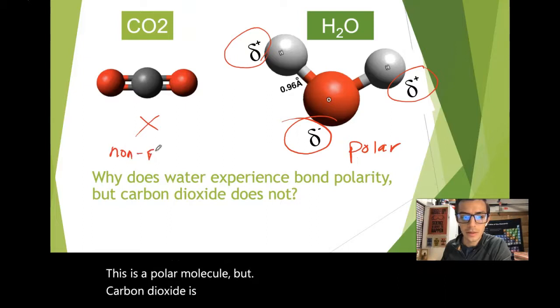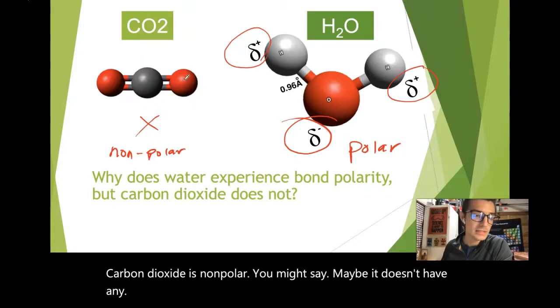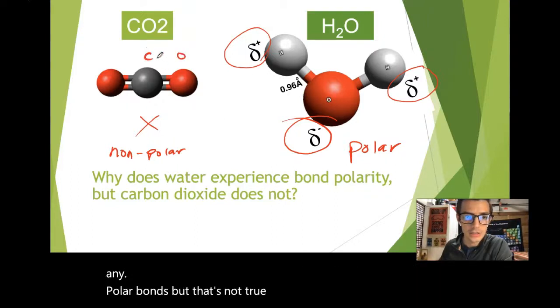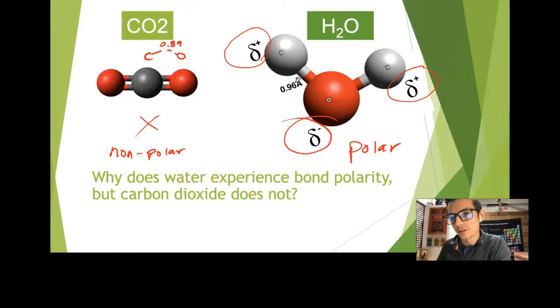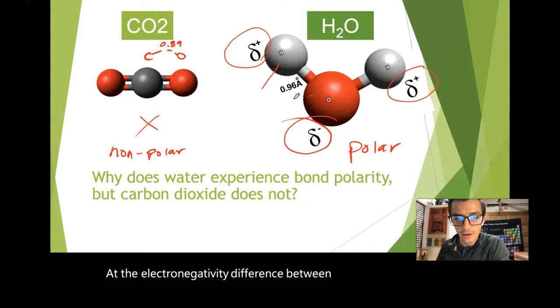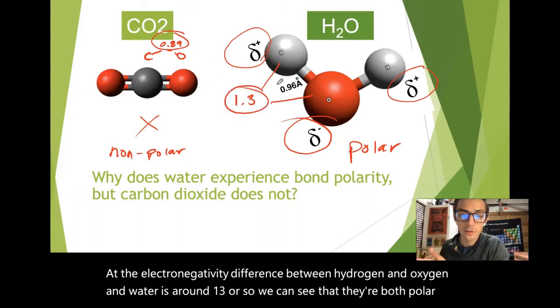You might say, well, maybe it doesn't have any polar bonds, but that's not true, because carbon and oxygen have an electronegativity difference somewhere around 0.89. That's the difference between those two. But the electronegativity difference between hydrogen and oxygen in water is around 1.3 or so. So we can see that they both have polar bonds in them.